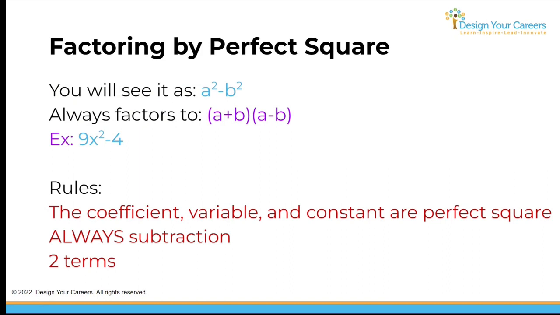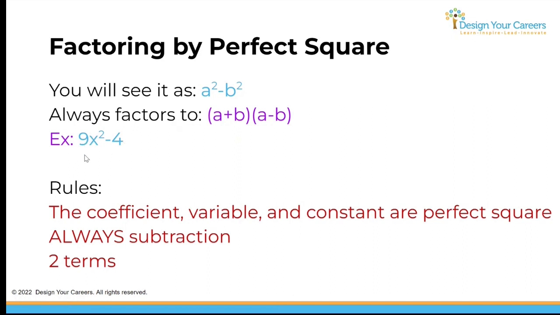But next, we're going to learn perfect squares, factoring by perfect squares. This is actually quite a simple way to factor, but it only works on specific quadratics. As you can see, there are 3 rules that it must follow for you to be able to use factoring by perfect squares. On the bottom of the slide, you can see these different rules. The first rule is that the coefficient, variable, and constant, so basically each of the terms, should be perfect squares.